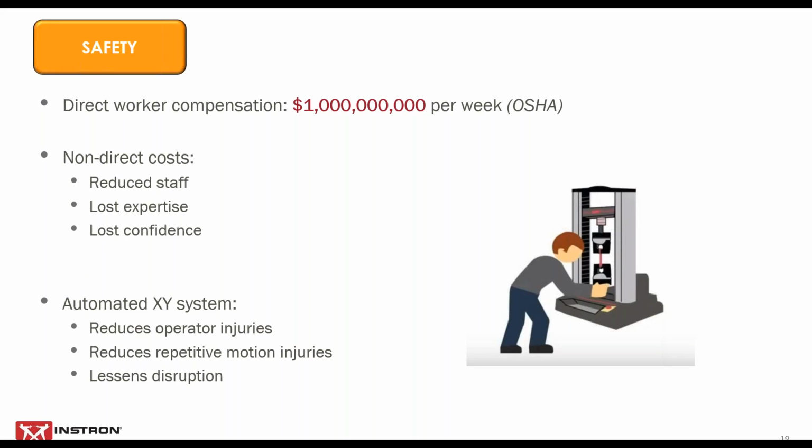OSHA estimates that companies pay $1 billion in direct worker compensation per week. This doesn't include other costs related to disruptions in the lab, such as reduced staff that will likely result in lower throughput, or lost expertise if the operator injured is the only one with knowledge on how to run a particular system or test. And of course, any accident in the lab can cause operators to have less confidence when using equipment.